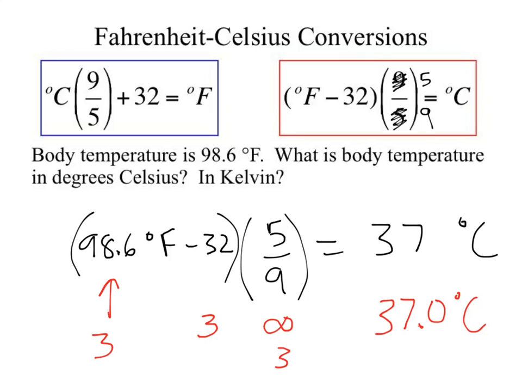But we can't change the value. So what do we have to do? Put a 0. And we'll also have to include the decimal point, otherwise we jumped up to 370 degrees Celsius, and that's a pretty hot body temperature.